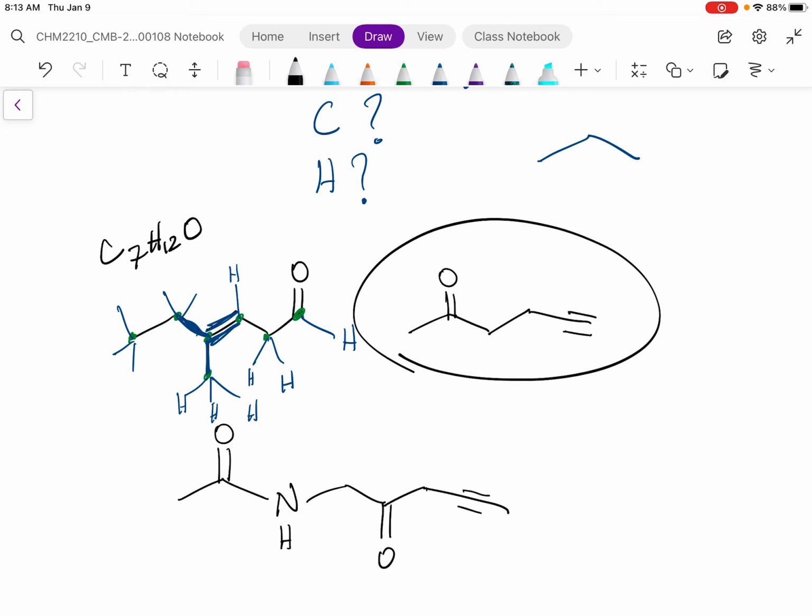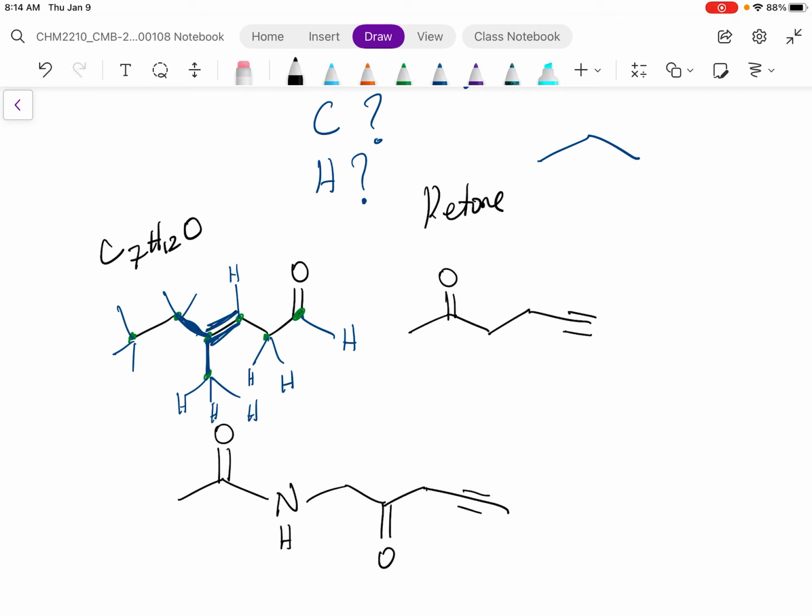Okay, this next one here. This one would be an alkyne because it has a carbon-carbon triple bond. But we have an alkyne, but what other functional group do we have? A ketone. And the generic structure of a ketone looks like what? We have an R like so. That is a generic description of a ketone.